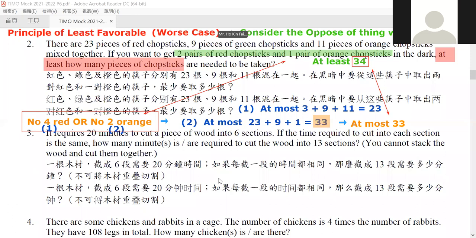Okay, so this is our second question. Now, because the principle of least favorable is a little bit abstract, I have spent some time to discuss it. Okay, so let's go to our question number 3.